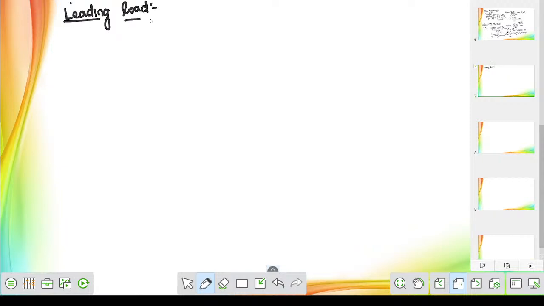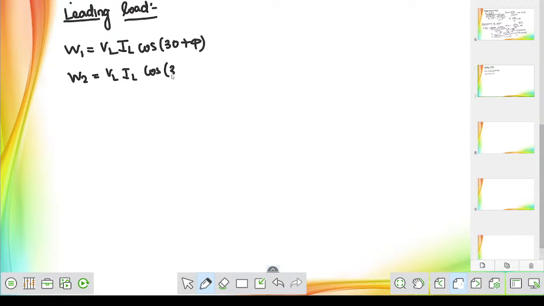If the connected load is a leading load, then what shall we do? Then the wattmeter readings: line voltage and line current will be given in the question. Directly, wattmeter 1 reading is going to be line voltage into line current into cos of 30 plus phi. Wattmeter 2 reading is going to be line voltage into line current into cos of 30 minus phi. All these formulas are very, very important. Please don't forget. Now we have seen how to measure these two values.